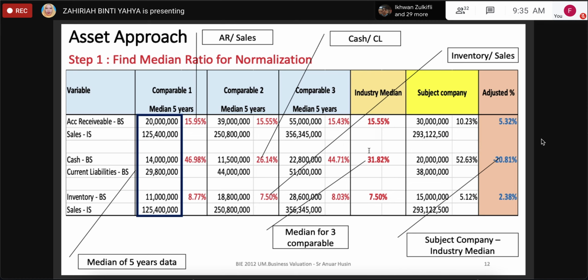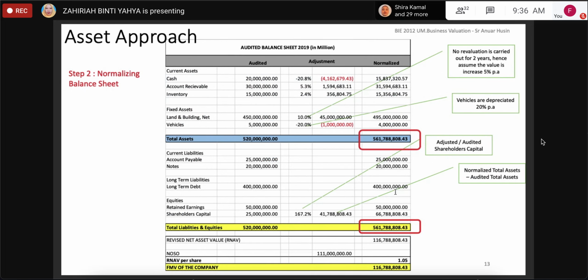This part I do not understand, the median 31.82. Where did it take it from, it is not there. Which one? The industry median. And then the figure 31.82%. It should be 44.71, right? Maybe a mistake, maybe he made a mistake here. Here is correct. There may be an error here, it needs to be corrected. This 7.5, okay, correct. So then you do the adjustment. Okay. This is how you do the normalizing for the balance sheet.